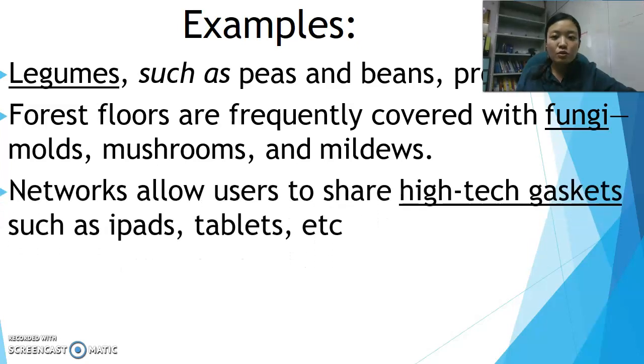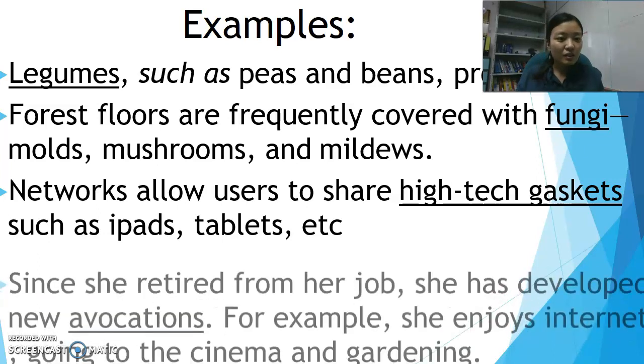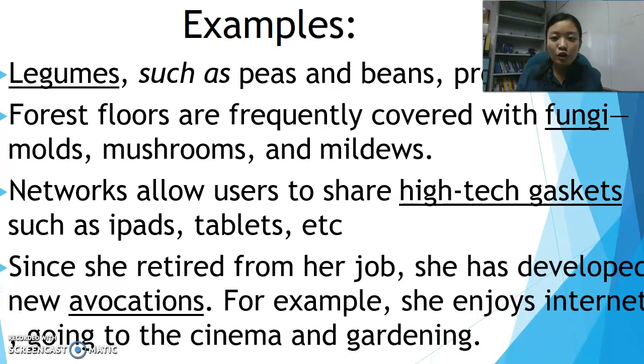Next one. Networks allow users to share high-tech gadgets. What are high-tech gadgets? Such as iPads, tablets. So now you know what they are. Another one. Since she retired from her job, she has developed new avocations. What are avocations? For example, internet, going to the cinema, and gardening, meaning things which are not part of her usual vocation. Avocations are extra things like hobbies.